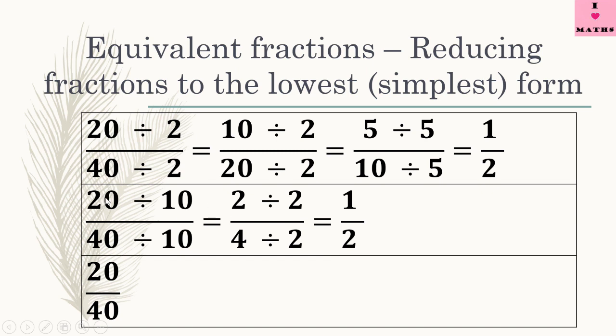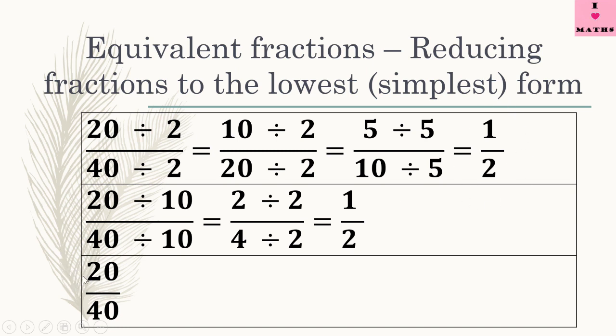So children, this is another method for reducing the same fraction 20 upon 40 into the lowest form. See, here we divided first by 2, then again by 2, and then again by 5. And here we divided first by 10 and then by 2. And we got the same answer. Here also we got 1 upon 2 and here also we got 1 upon 2.